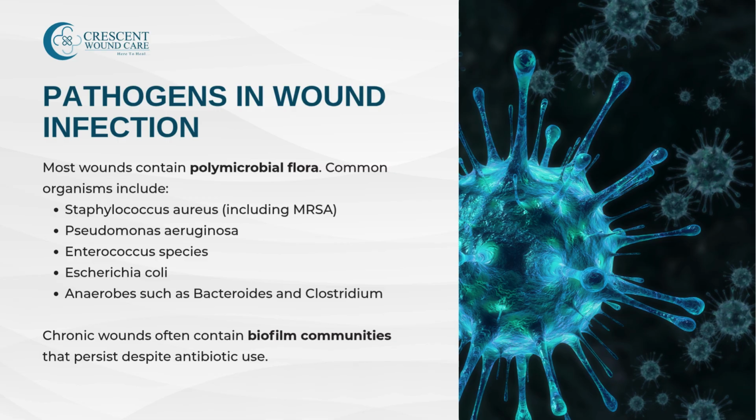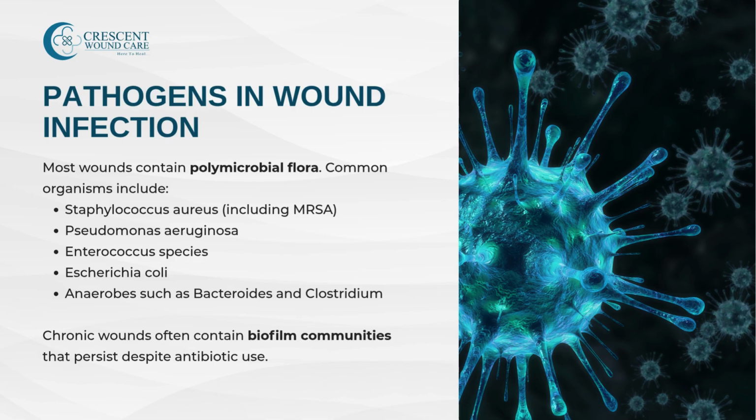Let's talk about the culprits, the microorganisms most commonly found in infected wounds. Staphylococcus aureus, including MRSA, which is resistant to many antibiotics. Pseudomonas aeruginosa, common in moist wounds and burns. Gives off a greenish discharge and fruity odor. Enterococcus species, often found in surgical or pressure ulcers. Escherichia coli, E. coli, typically from contamination due to poor hygiene or fecal matter. Anaerobic bacteria, like Clostridium, often involved in deep necrotic wounds with foul odor and gas formation.